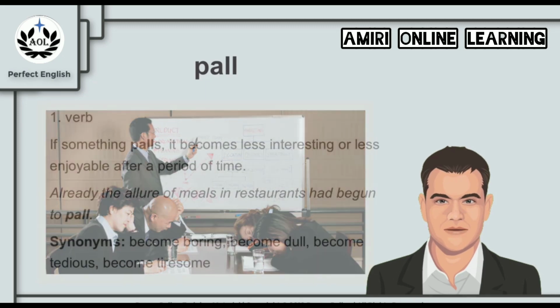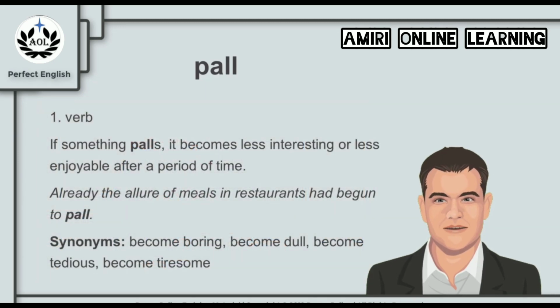Let's find out. Pall is a verb. If something palls, it becomes less interesting or less enjoyable after a period of time. For example, already the allure of meals in restaurants had begun to pall.